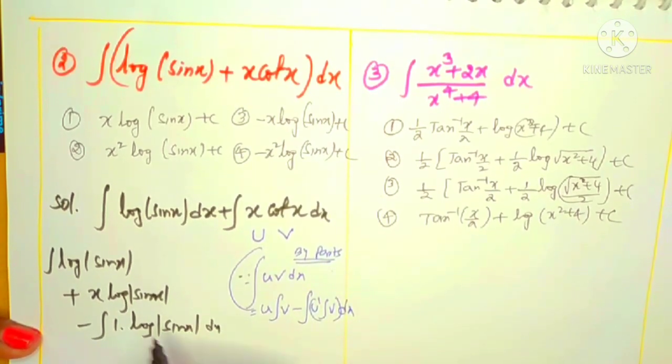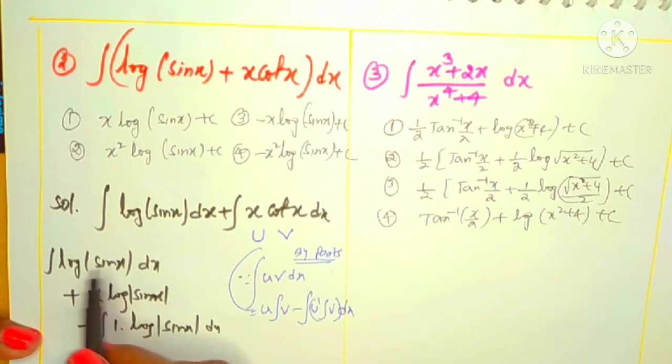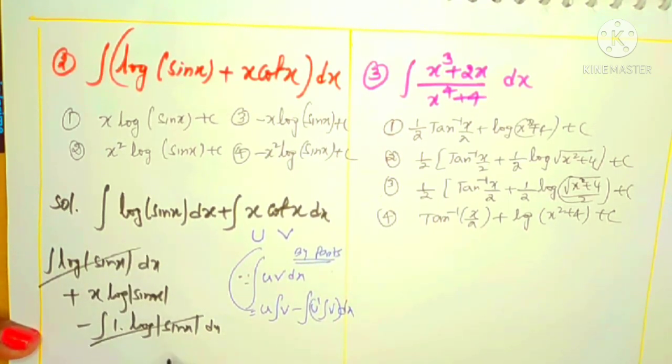Okay, you can understand. This is the d function. Integral of log mod sin x is there. Here also log mod sin x is there with minus. Both get cancelled. What is left over? It is only x log of mod sin x. Okay, plus is as it is. Okay, x log mod sin x is our required result.